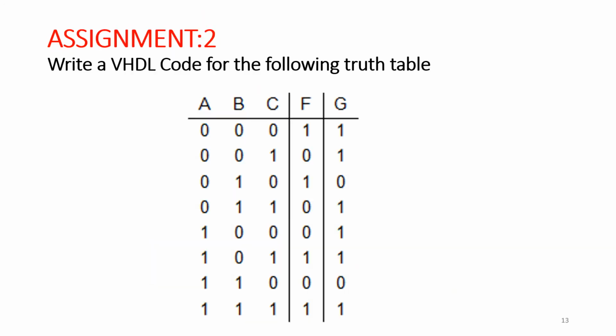You are given one more assignment here. You are given A, B, C as inputs and F and G as outputs. You need to write the VHDL code for this. You can follow the previous example we have done. You need to identify your inputs and outputs, then declare them within the port, and within the architecture you need to make a relationship for F in terms of A, B and C, and G in terms of A, B and C. Then write it within the architecture, and you are done.